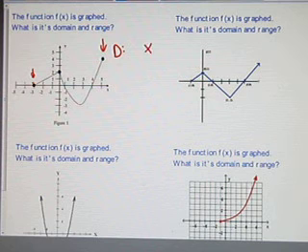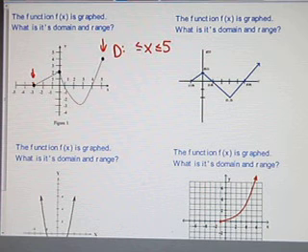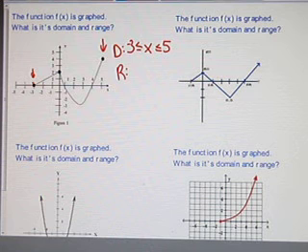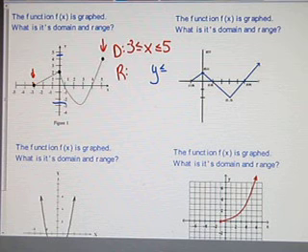So my domain is anything less than or equal to 5, and greater than or equal to -3. For my range here, this is my highest value right here, I'm going to call that 4, all right, and then my lowest value is at -3. So my y has to be less than or equal to 4 and greater than or equal to -3, okay?